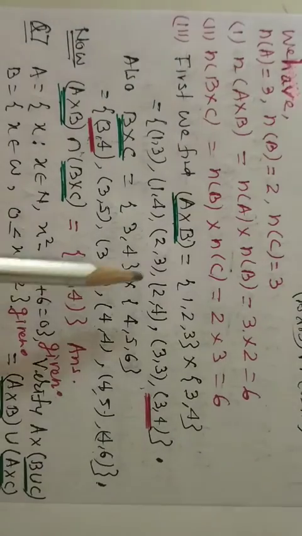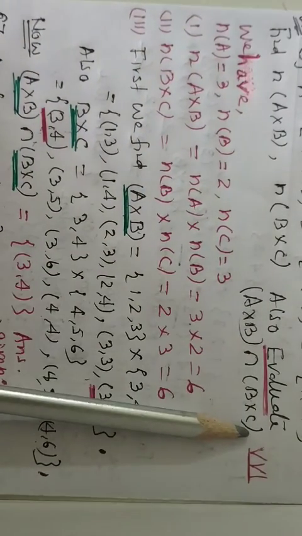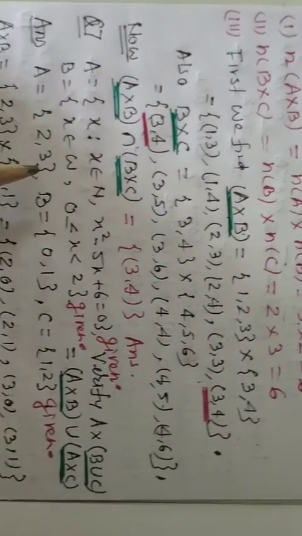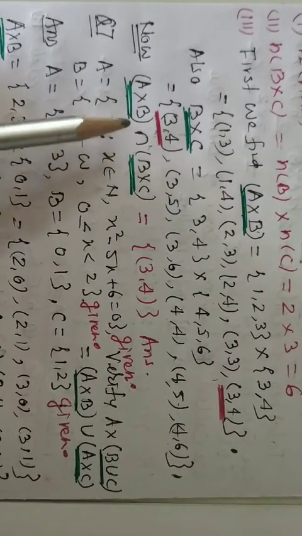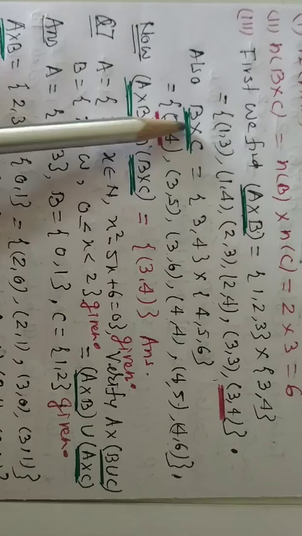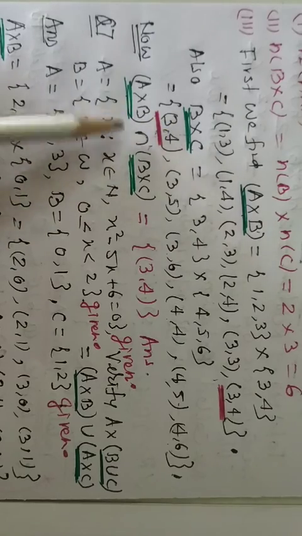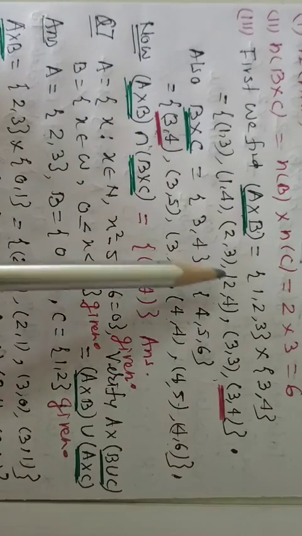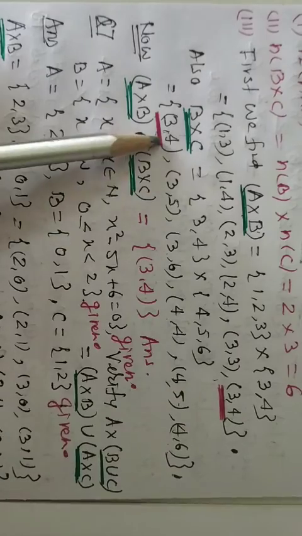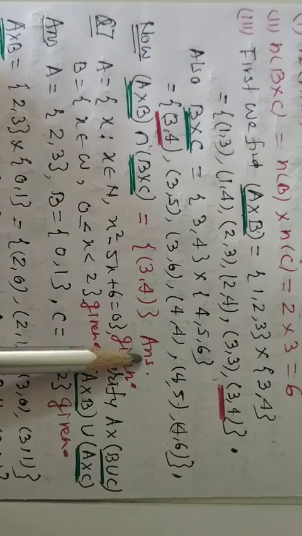Now next we have to find A × B intersection B × C. Find A × B. A × B we have obtained, B × C we have to obtain. Now you have to take the common elements in both. The common in both is (3, 4), so (3, 4) is the answer in the intersection.